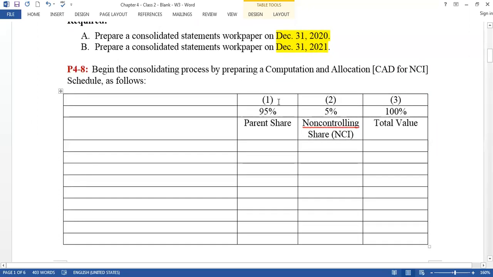So we have the first column here. You can see the 95% interest. This is for the parent company. Then 5% interest for NCI. And this is the total value of the company. Now, we are going to see what is the purchase price and implied value.